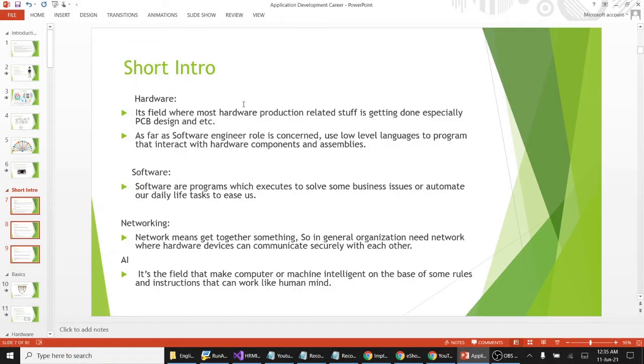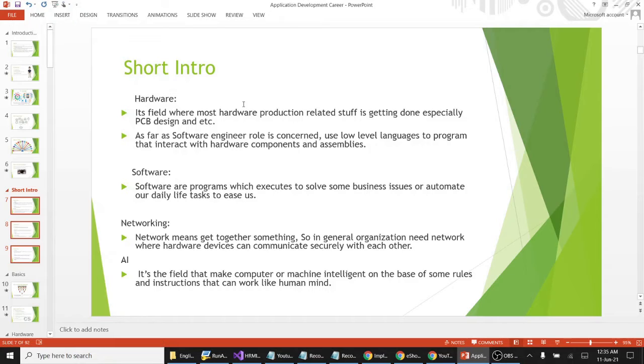As far as the software engineer role is concerned, software engineers use low-level languages to program and interact with the hardware components and assemblies, and then they do some useful operations. In many cases we call it firmware, which resides on the hardware and performs some actions and operations. We will discuss it later.